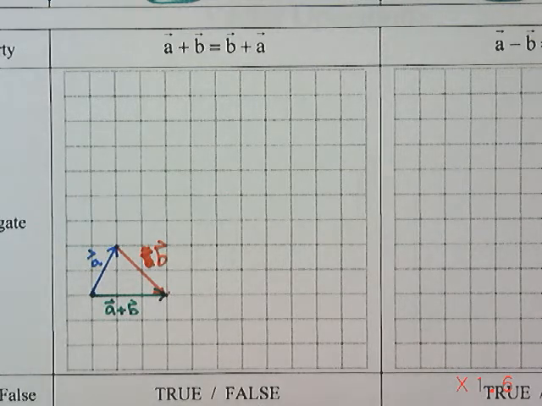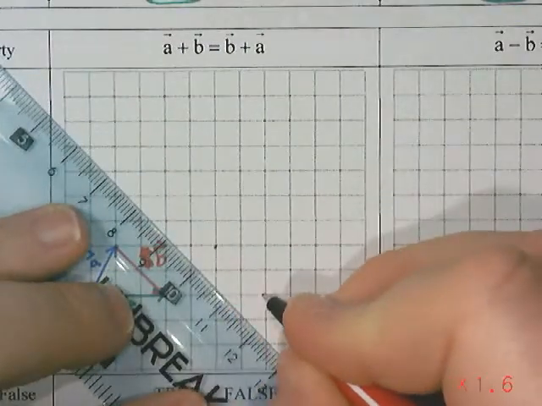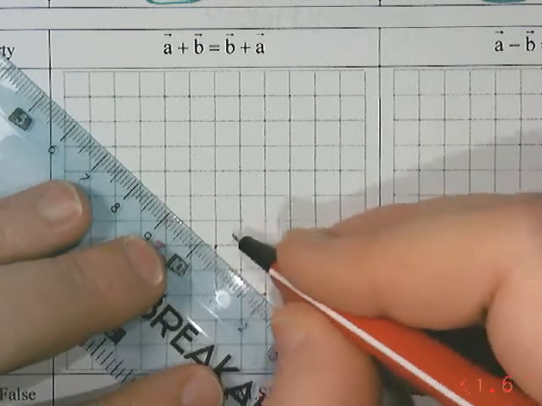Okay, and then I need to try it again, but doing B first and then adding A and then seeing whether we get the same thing. So I'm going to start with B first. Let's do B first, which goes 2 down, 2 over.